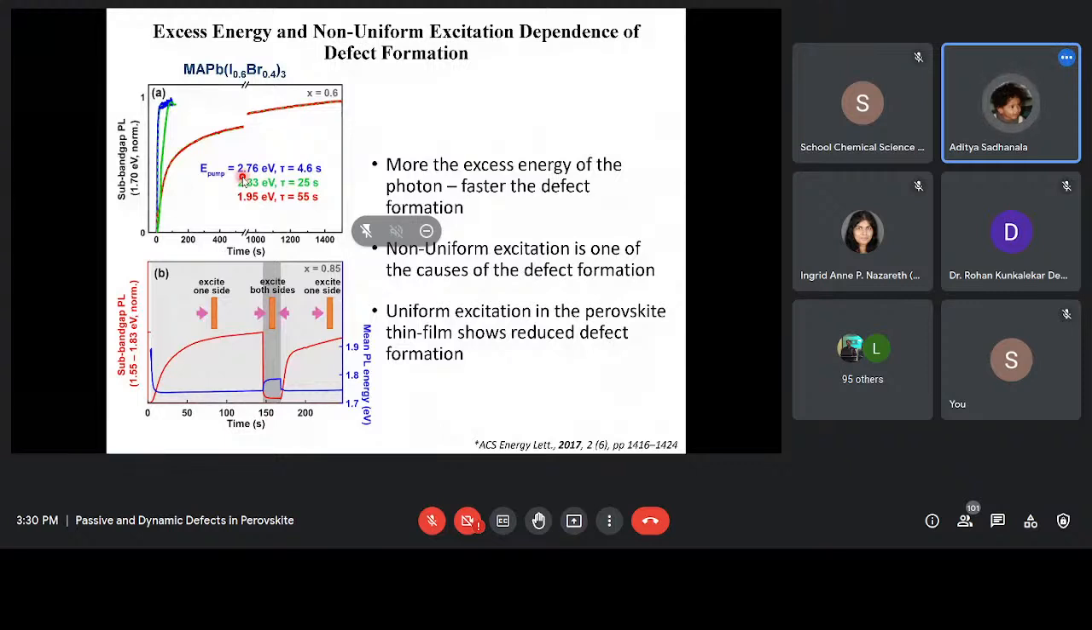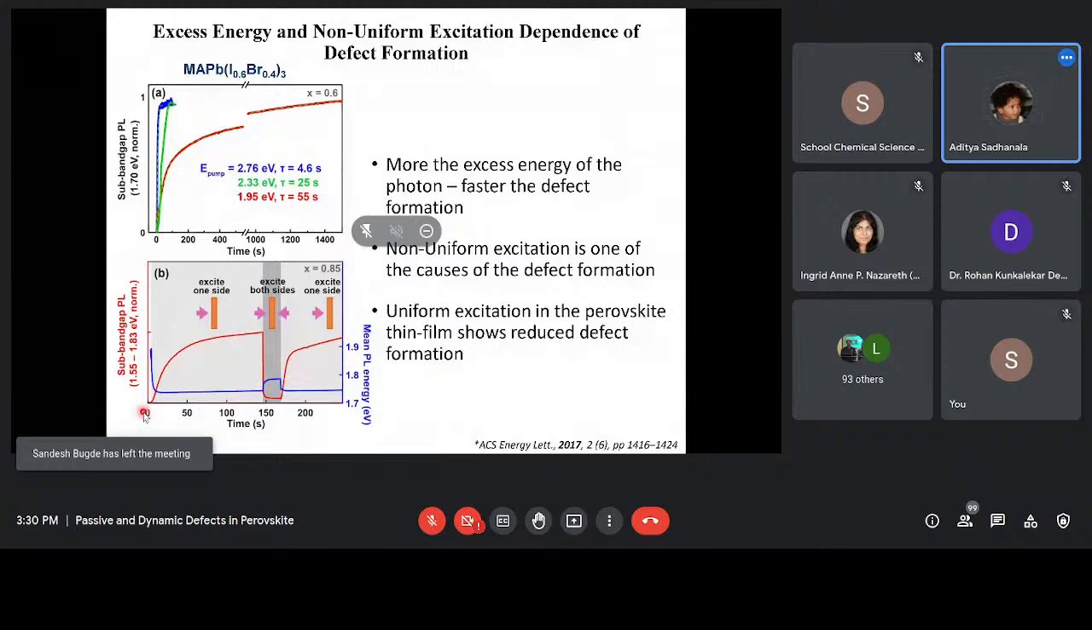So it has a role in it. If you only excite resonant with the band edge, there is no excess energy, and you can see the defect formation is much slower. But you cannot excite your solar cell with one wavelength. You have to excite with the whole spectrum of sunlight, and hence you cannot prevent this effect from happening.